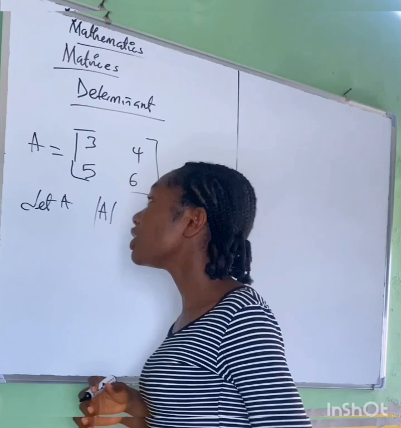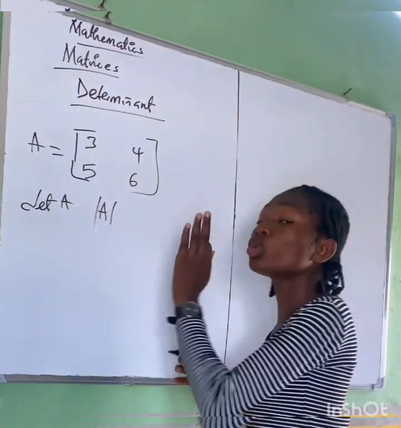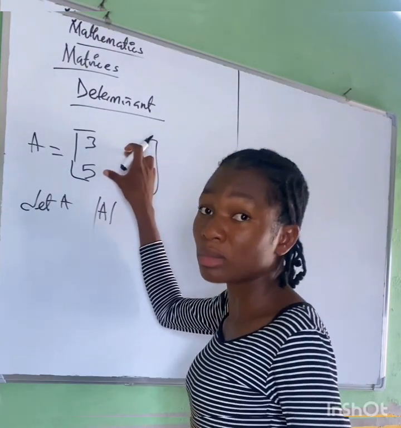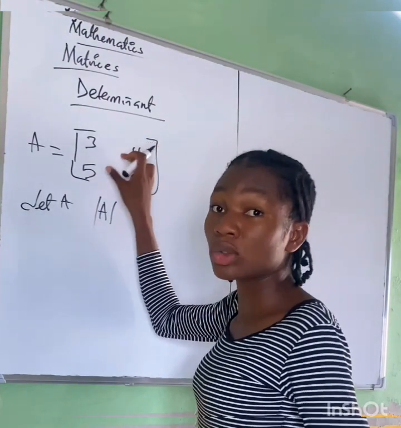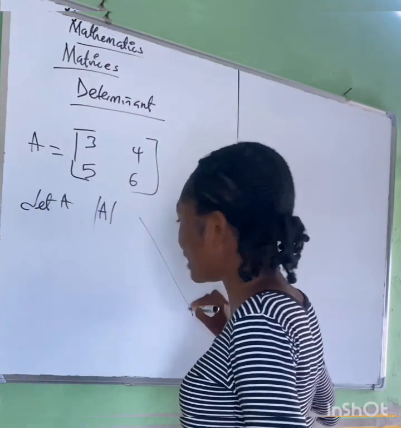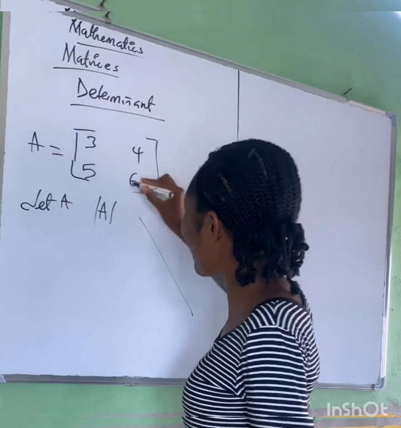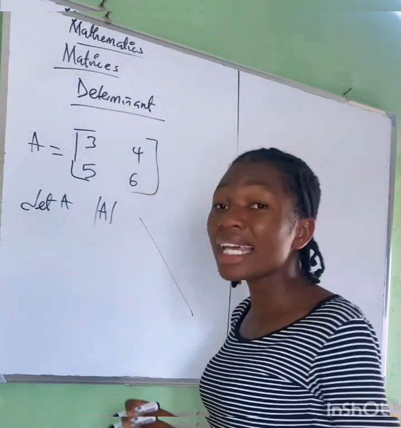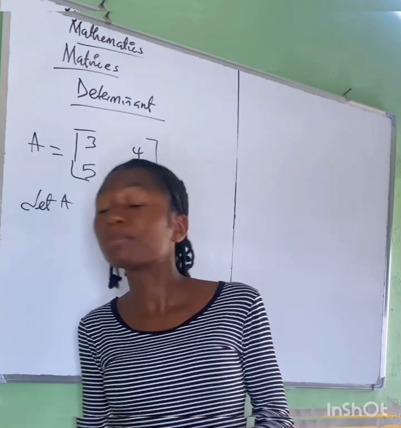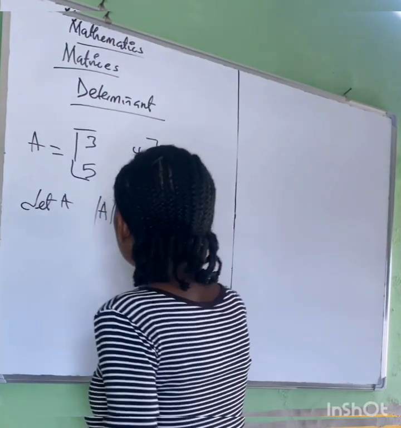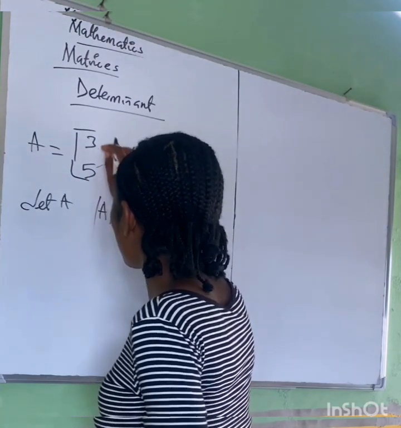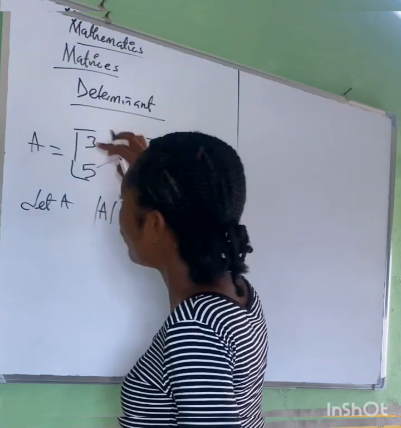Are we there now? How do we get the determinant of A? For a 2 by 2 matrix, we get our determinant by subtracting the product of the minor diagonal. This is the principal diagonal, it goes this way, slanting. This is our principal diagonal, this is our minor diagonal. So we subtract the product of the minor diagonal from the product of the principal diagonal, all right?